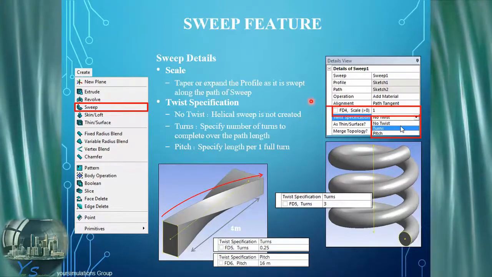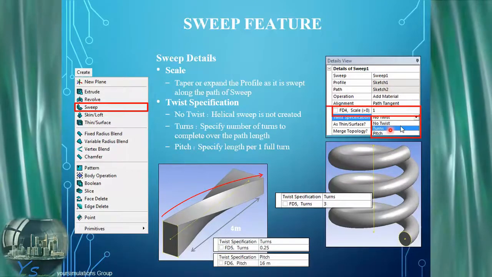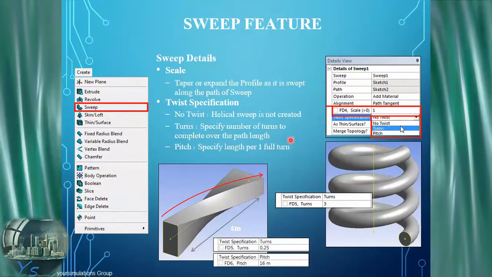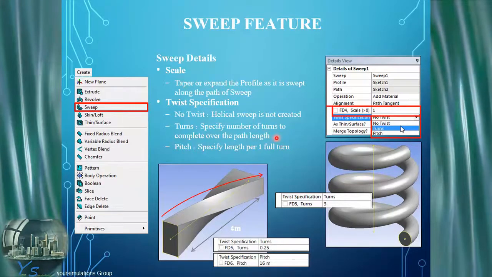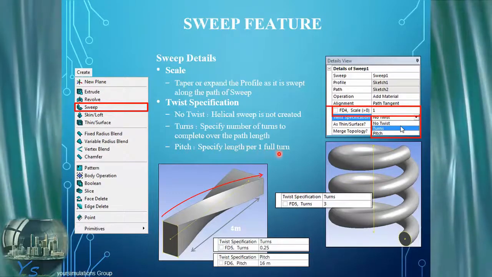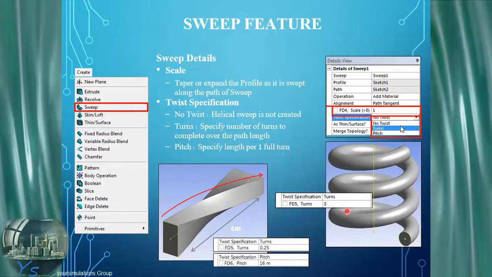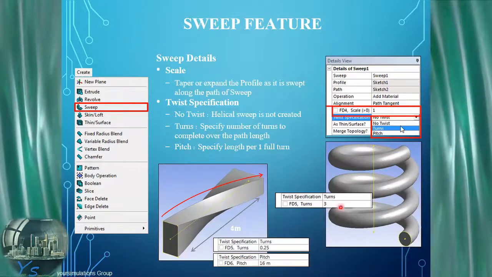So we can opt for no twist, which is the default, but we can specify number of turns to complete over the particular path length, and we can also specify the length per one full turn in terms of the pitch as well. So we can see the different options available here for, in this case, the number of turns.